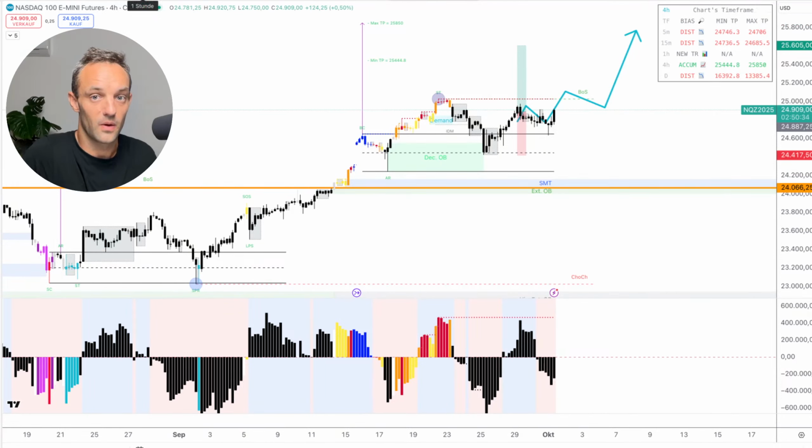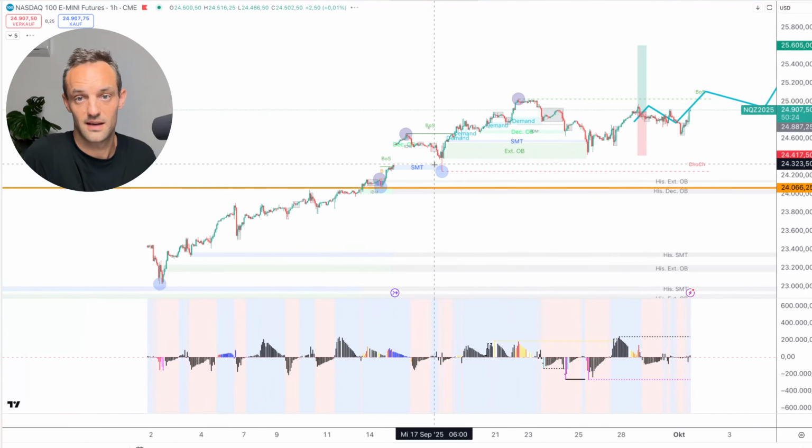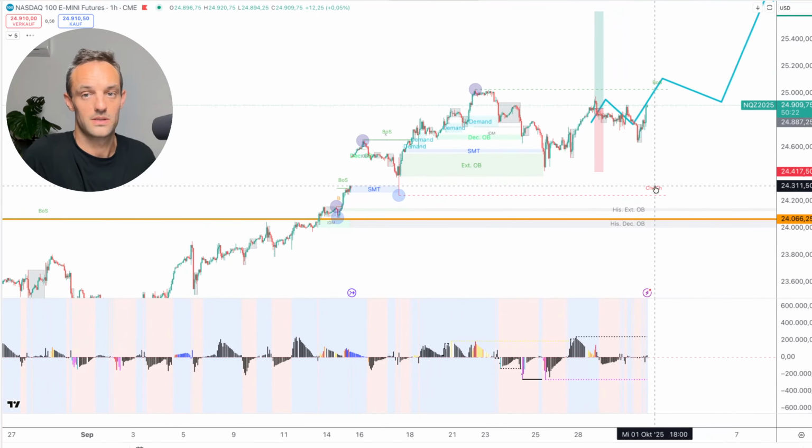And now we go down to the lower time frames to find the perfect entry, because perfect entries could be here, could be there, right? And you can find these entries with colorful candles.